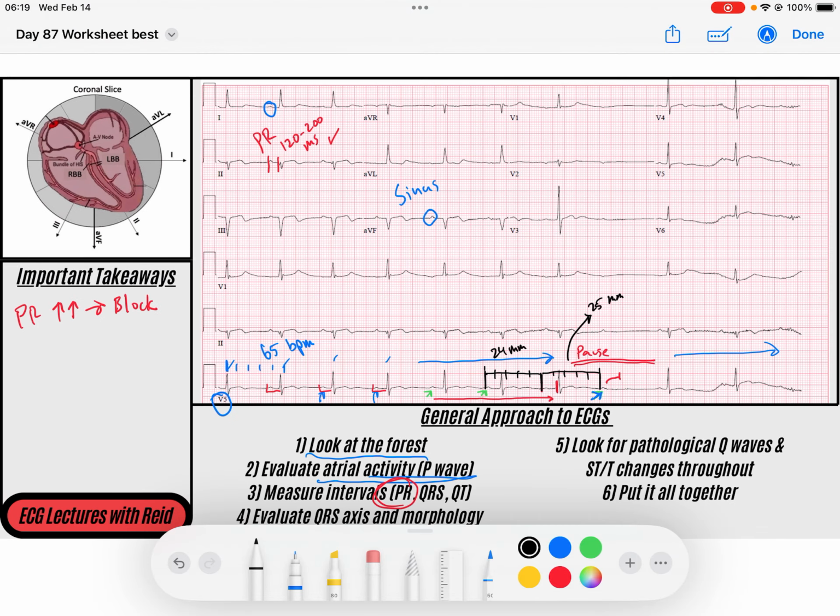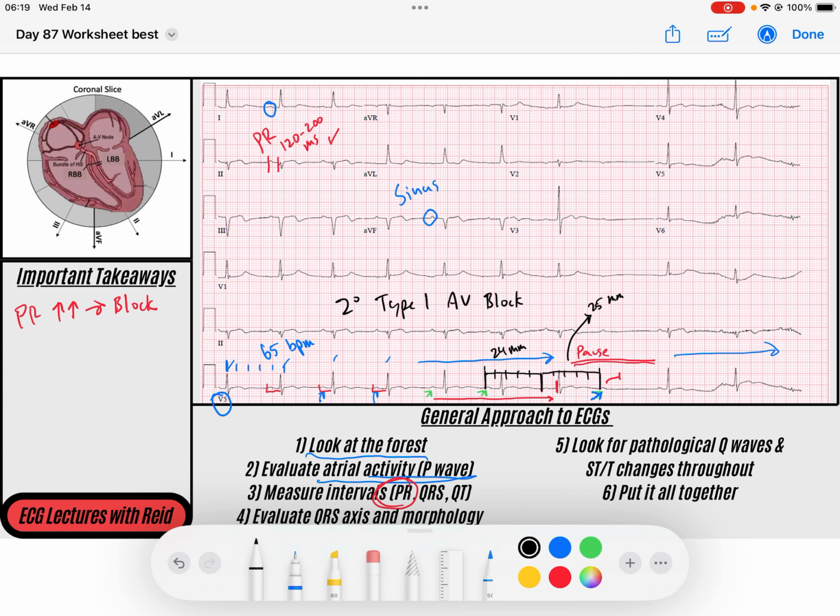And in the presence of a PR interval that is slowly increasing, we would say that this is a second degree type 1 AV block. Alrighty, so we've got a second degree type 1 AV block here.